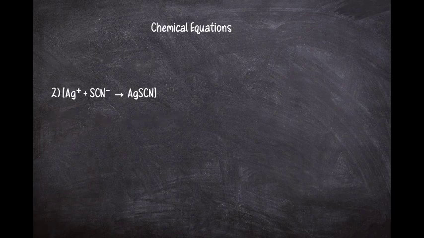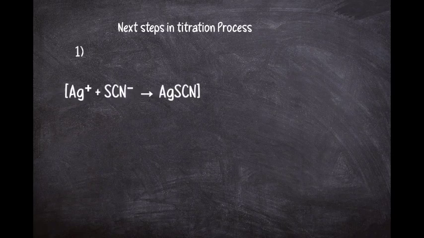Now that we have initiated the precipitation of silver chloride by adding an excess volume of silver nitrate, let's delve into the subsequent steps of the titration process. The first step is silver thiocyanate precipitation.